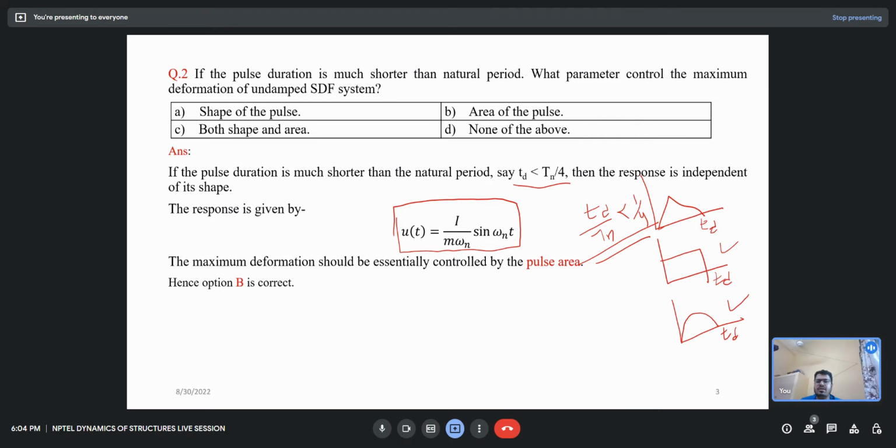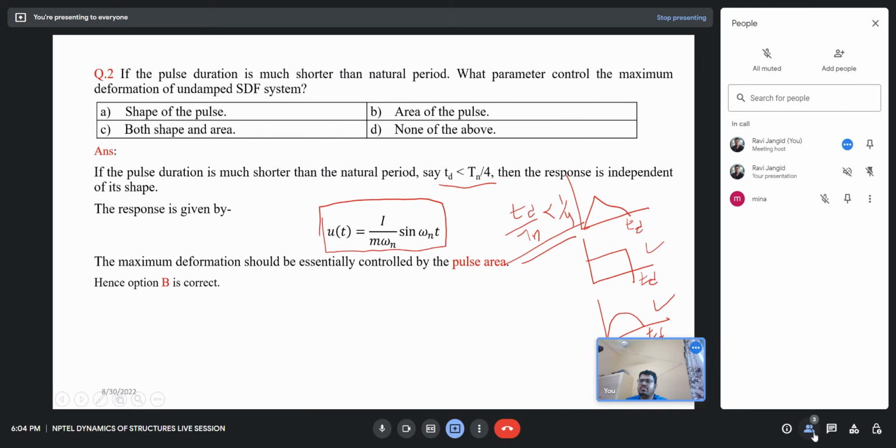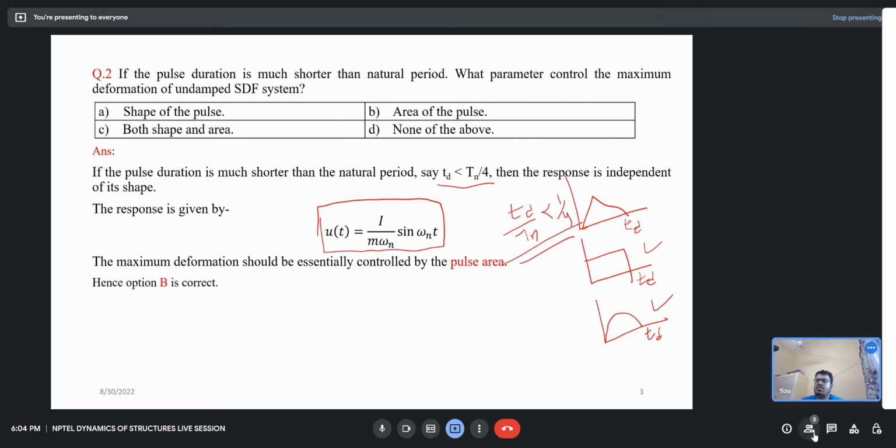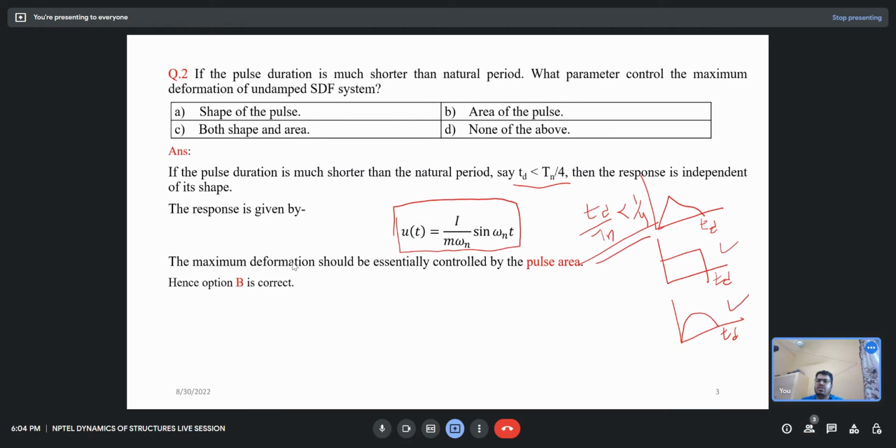Anyone is there? Am I audible? Meena, can you hear me? Okay, if there is no question, then let us move to the next question.